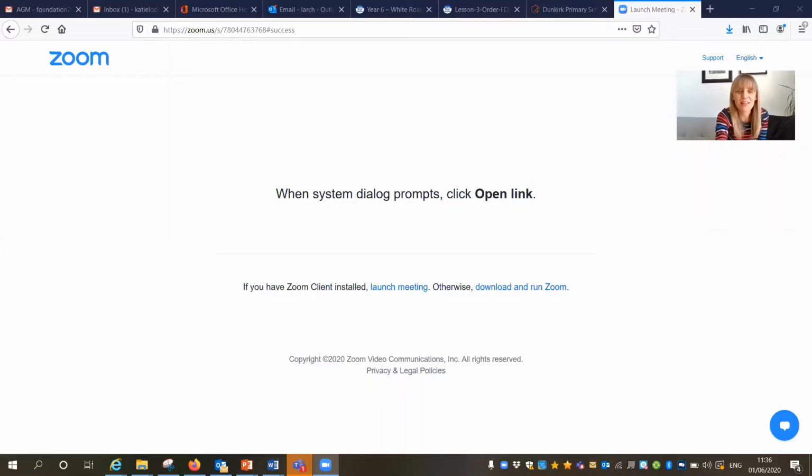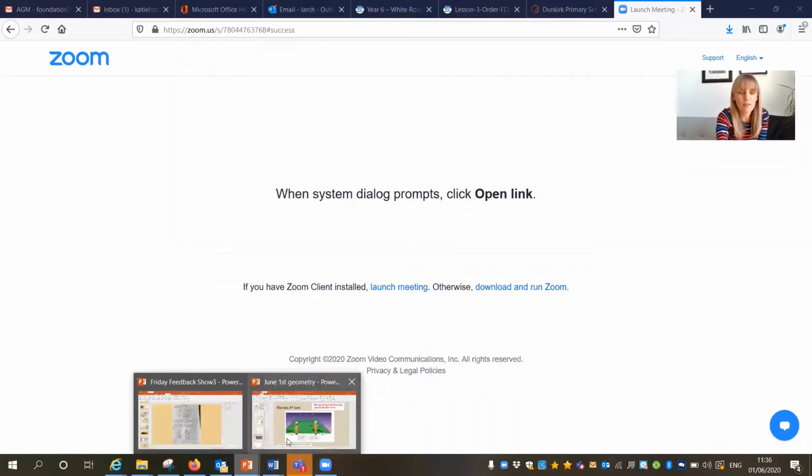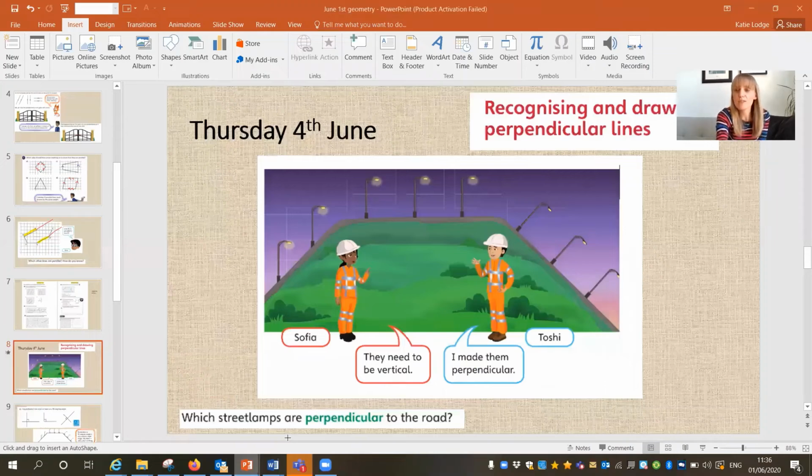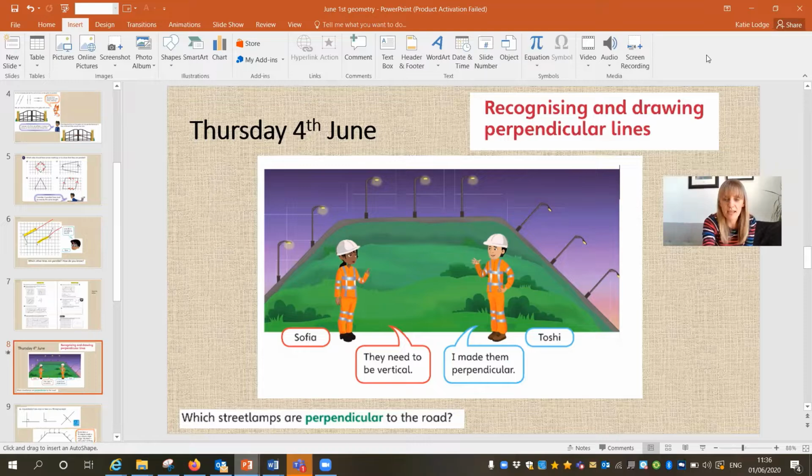Okay, I'm going to share my screen, so I'm going to disappear very, very small. Here I go, I'm over here now. All right, so here is the PowerPoint for today. Now, the title is Recognising and Drawing Perpendicular Lines. And you can see we've got two workmen on our picture that have been looking at a road and some street lamps. Now, they're trying to put the street lamps up in a perpendicular way.